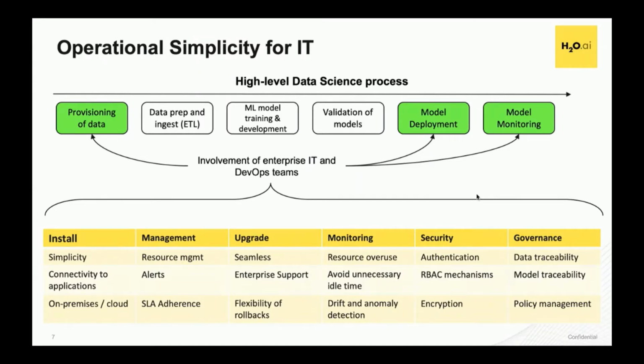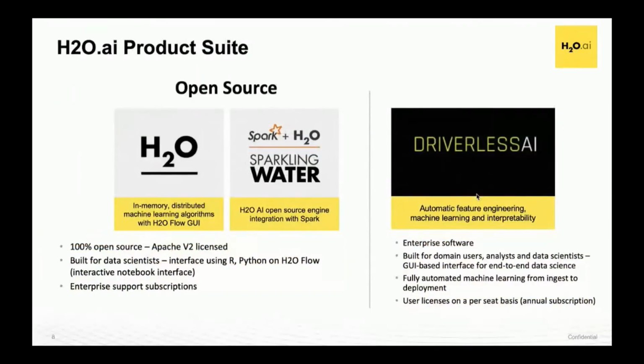All right, so coming to our product suite. On the left here are two open source products. You can look them up as well. The first is H2O, what we call H2O Core. This is 100% open source, licensed under Apache version 2. This is built for data science teams. And the second is called Sparkling Water, primarily where H2O runs on Hadoop and Spark deployments.